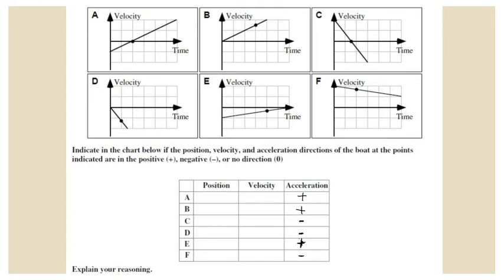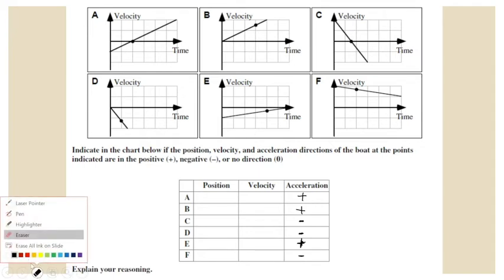If the slope is positive, the acceleration is positive, and that's it. It doesn't matter if the velocity is zero, like it is in case A. It doesn't matter if the velocity is positive, like it is in case B, or if it is negative, like it is in case E. If the slope is positive, the acceleration is positive, and that's all there is to it.